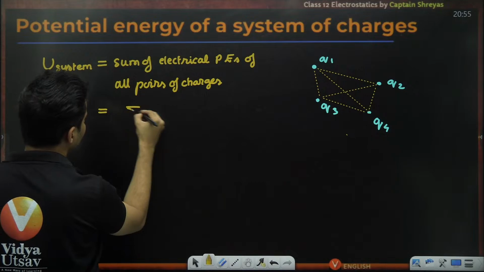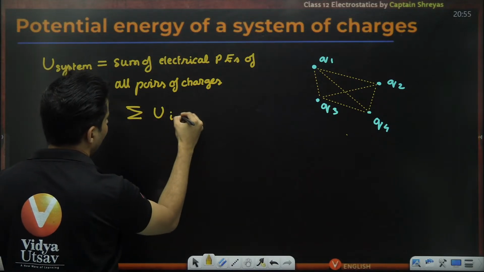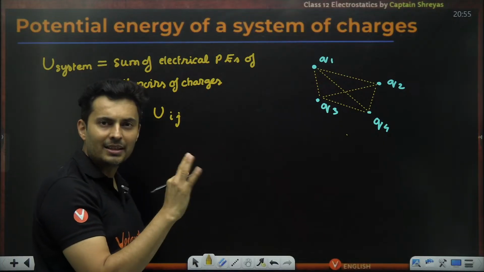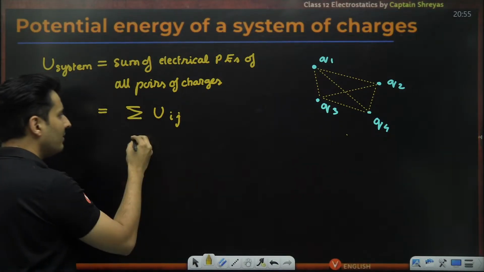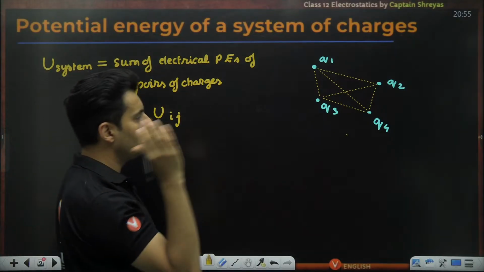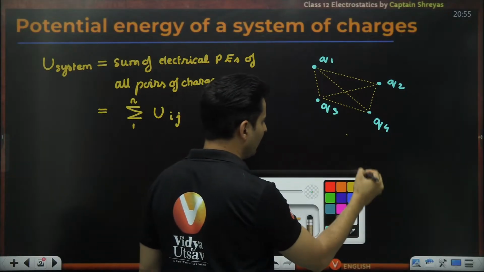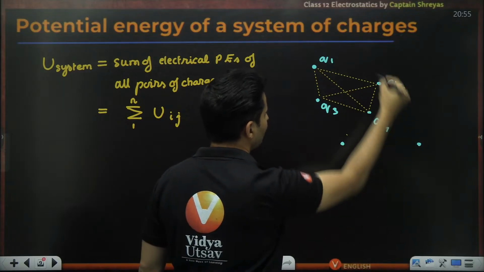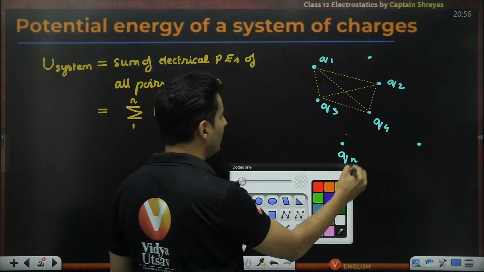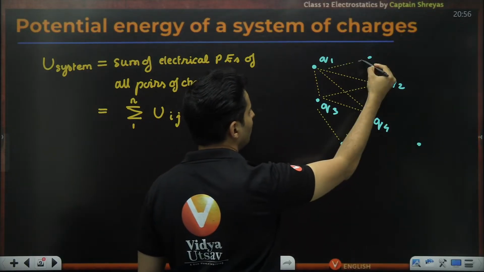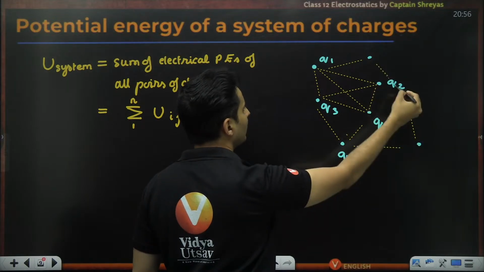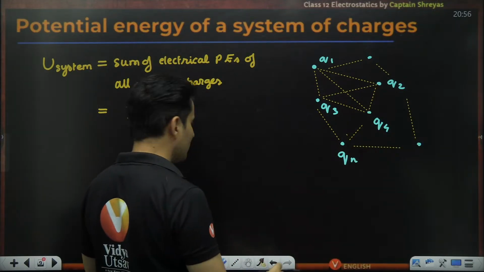So it is basically sigma U_ij. What are i and j? i and j are numbers 1, 2, 3, 4, 5, 6, like that. They will all go from 1 to whatever number of charges there are. Maybe n charges. Here I have shown 4, but maybe the total number of charges over here is n. So there will be even more combinations possible. Isn't that right, guys? So many combinations are there.